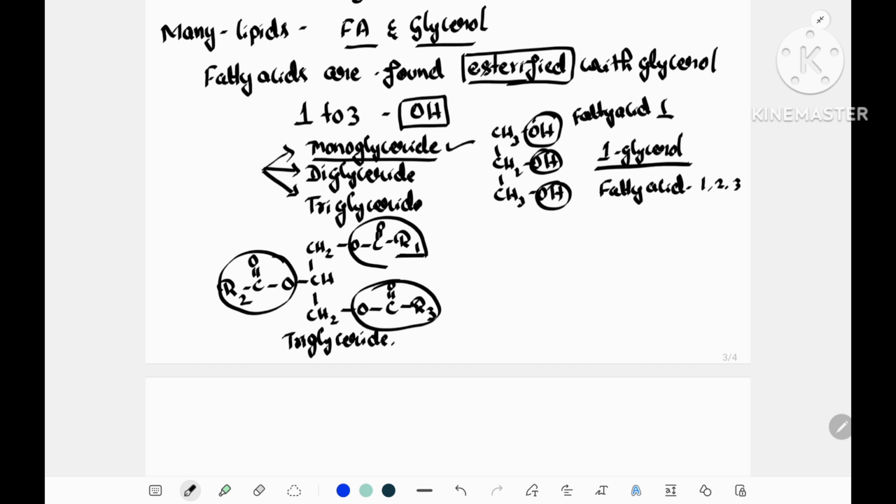Now, this triglyceride could be a conjugate lipid. Conjugate lipid means that apart from the pure lipid part, there may be some inorganic groups in them. And one example is given, that is of phospholipids.